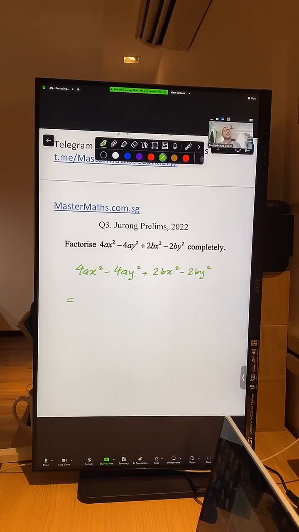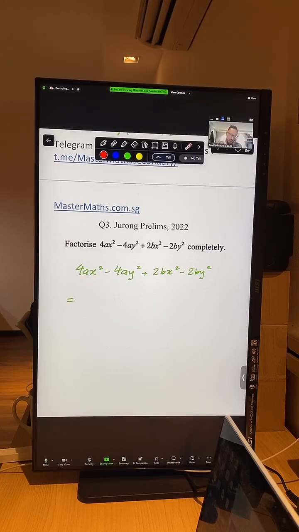Okay guys, when we factorize 4 terms, we always go by this method of factorizing the first 2 terms followed by the next 2 terms. What do I mean by that? You look at the first 2 terms. The first 2 terms, you have 4ax square, you have 4ay square.